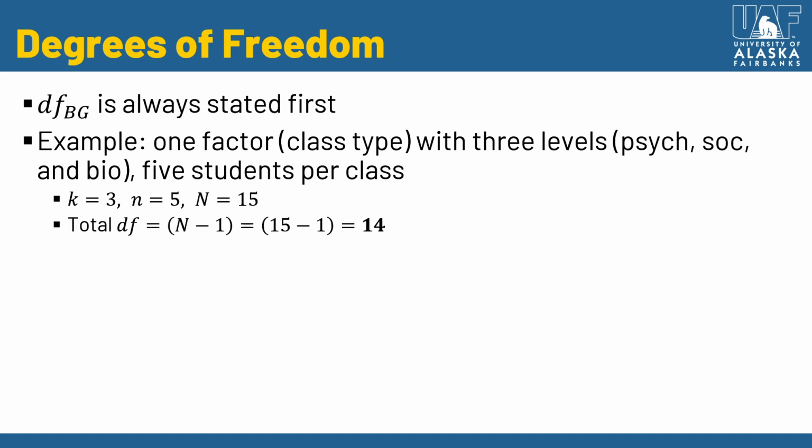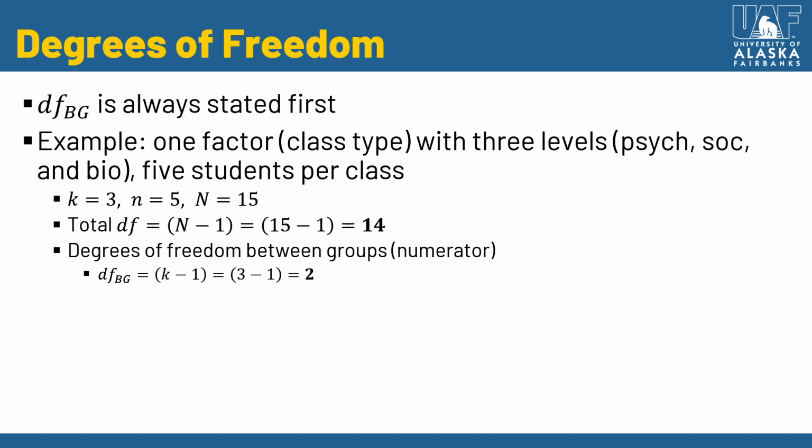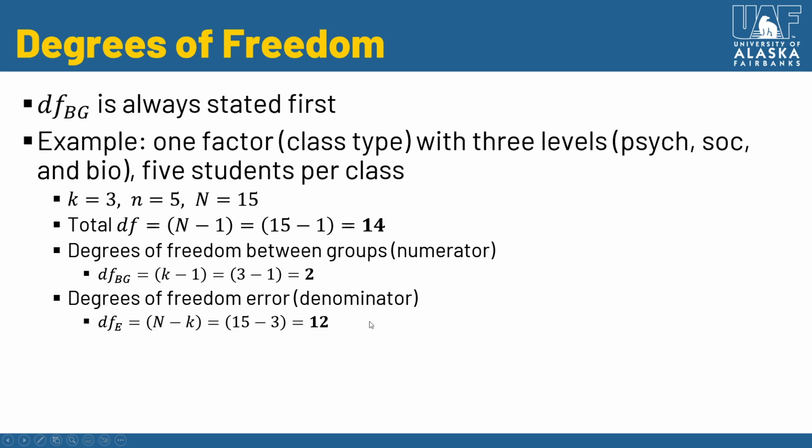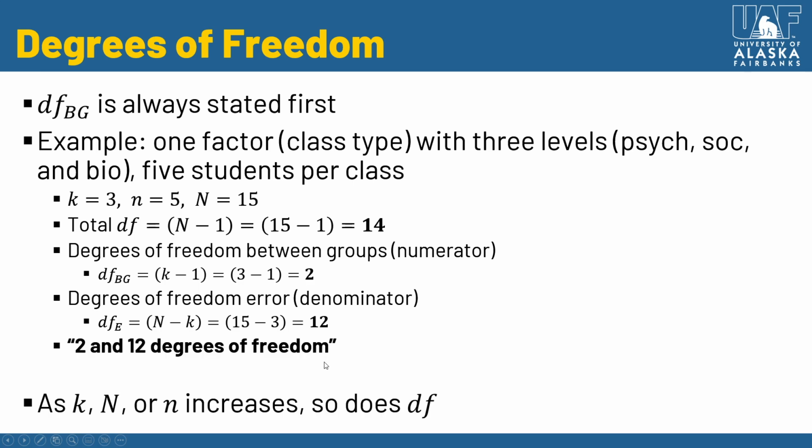So then we can just calculate each of those types of degrees of freedom. So total degrees of freedom is 14. Between groups, k minus 1, it's going to be 2. Right, we're just pulling our numbers from up here. And for the denominator or error, it's going to be 15 minus 3 is going to be 12. So then we say 2 and 12 degrees of freedom.